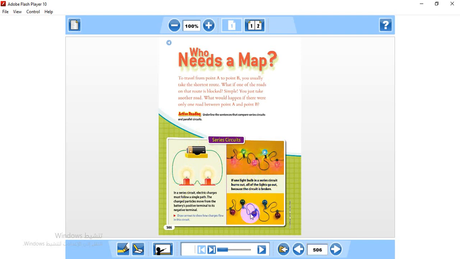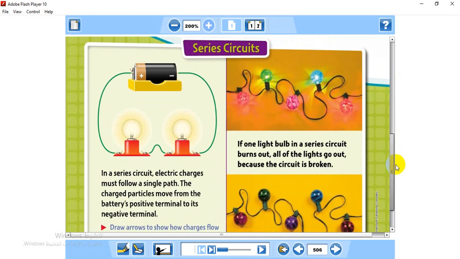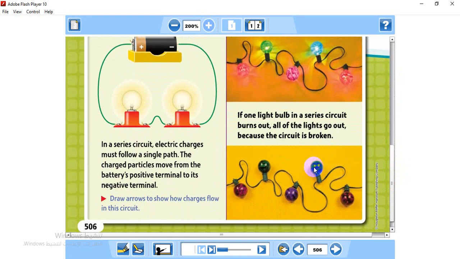And what about this one? See now, the same. What will happen if some of them burn out? All of them will not work well. Because why? Because they depend on one path only. Let's zoom in the page please, in order to understand well and to see everything. So if any problem happens in the first bulb or the second or the third one, all of them will burn out, will not open, and the circuit itself will be open. Because they depend on one path. Okay guys, this one is one path.